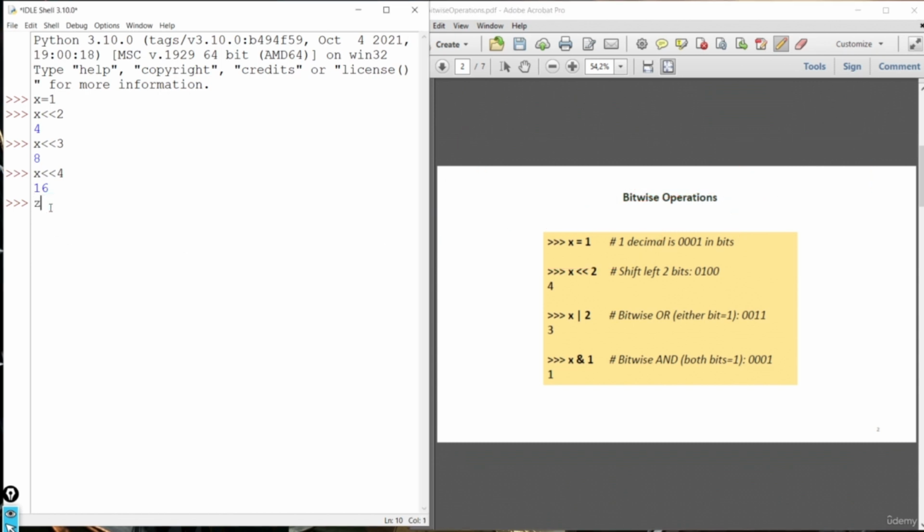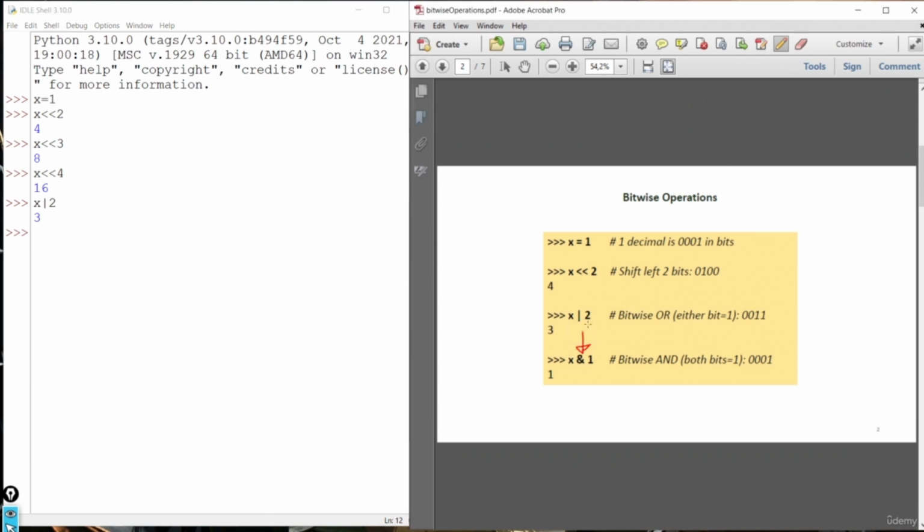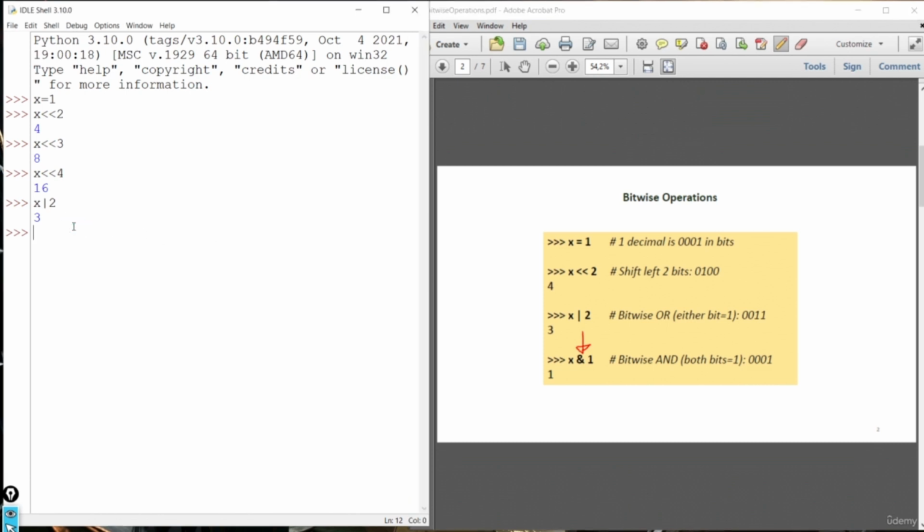And x bitwise OR 2 produces 3, as you see here, and the AND operation also produces 1, as we just explained. We can consider other numbers.